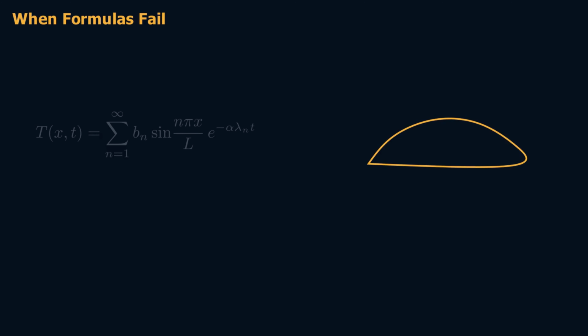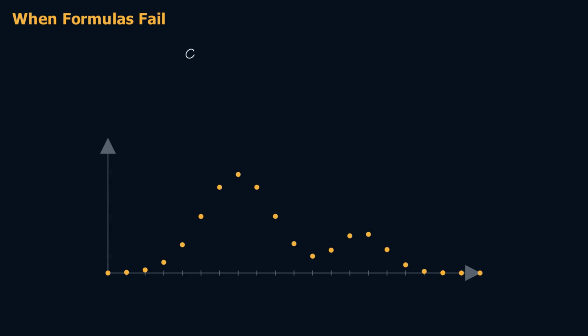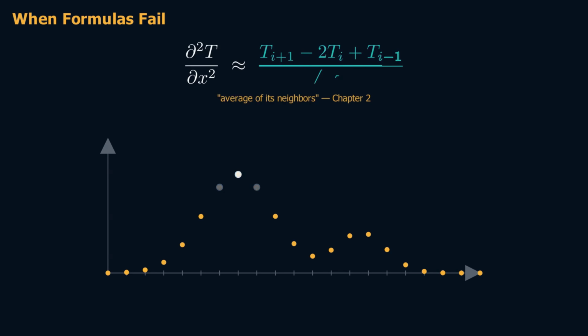So engineering takes the second path. If the PDE is a local rule about neighbors, then let a computer enforce that rule directly. Replace the continuous rod with a chain of points. Approximate the curvature at each point using exactly the neighbor comparison we built earlier. The value next door on each side, versus twice the value here. Then march forward in tiny time steps, updating every node by the local rule. Watch the dots track the exact Fourier solution, almost perfectly. That's the finite difference method.